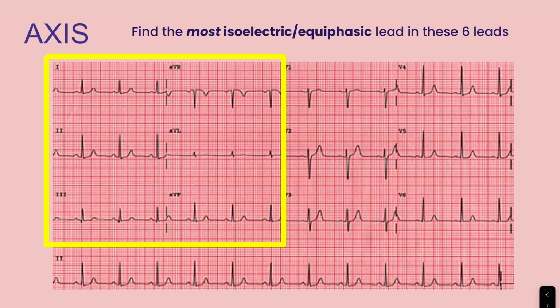And we can calculate that out by saying, okay, well, it goes a couple boxes up and maybe one box down. But if you were to subtract the two, we've got maybe a 2-box difference between going up and going down. Versus lead 2 over here, we can see that this is clearly more positive than it is negative. Lead 1 is clearly more positive than negative. Lead 3, same thing with AVF. AVR is clearly more negative than it is positive. So the most isoelectric line, the flattest, the closest to zero, is AVL.